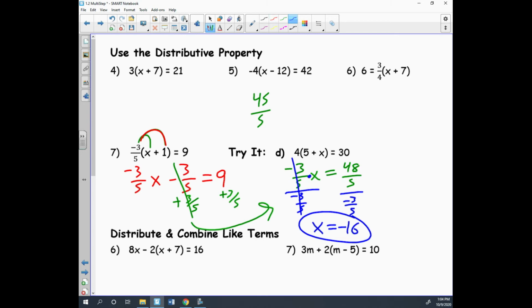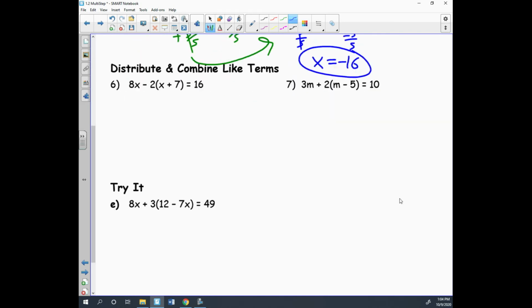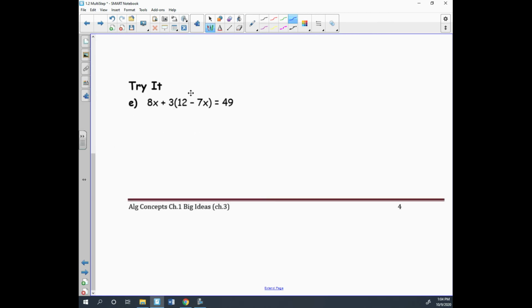Trust me, I know how to do math. Just sometimes I make mistakes too. All right, so rewind that and slow it down if you need. We're going to do one last problem. It's going to be this guy right here, okay?